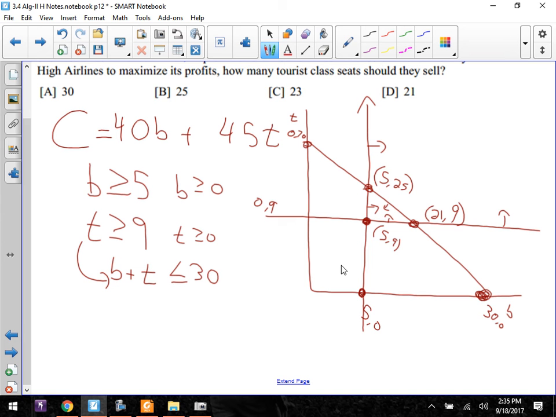No, because it asks you, in order to maximize profits, how many tourist class seats would you have to sell? Well, tourist class was which one? The B or the T? So which one does it have to be? Yes, sir. 25. It has to be 25. Not only that, if you look at it, there's 25, 21, the 9's not even in there. So you're done. You got it right away by looking at it. You didn't have to finish that last step to figure out the numerical value of the profit.